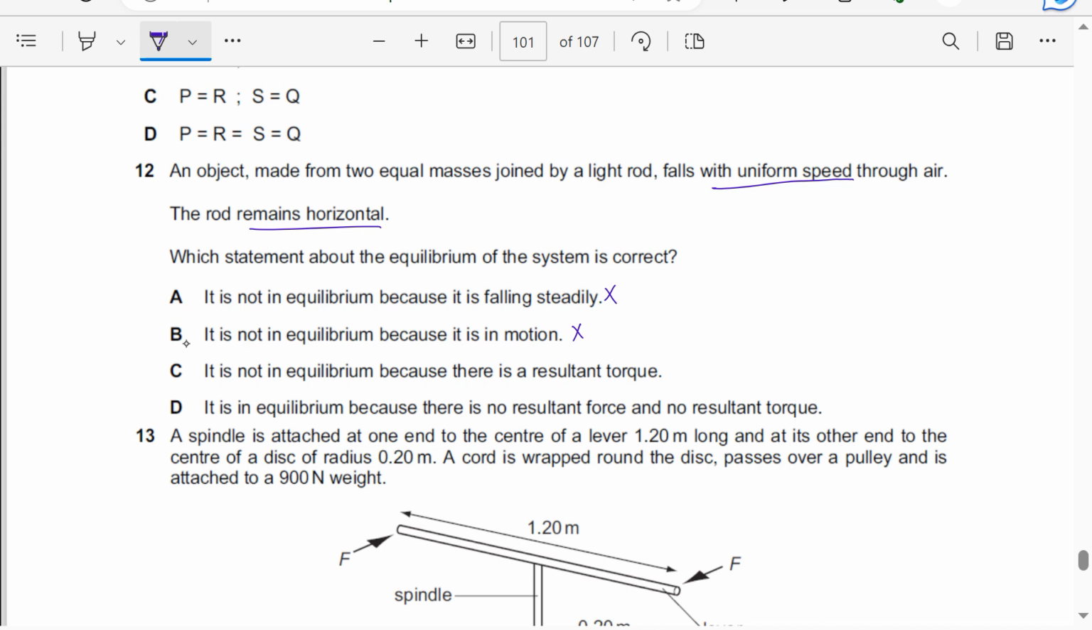It is not in equilibrium because there is a resultant torque? It is actually in equilibrium. It is in equilibrium because there is no resultant force and no resultant torque. So the answer is D. The rod remains horizontal. It is made from two equal masses joined by a light rod. It falls with uniform speed, so no resultant force. The rod remains horizontal, which means there is no resultant torque. It is not rotating. So the answer is D. It is in equilibrium because there is no resultant force and no resultant torque.